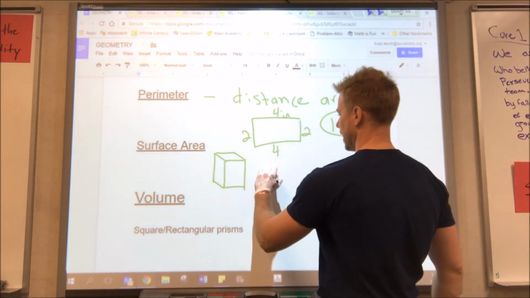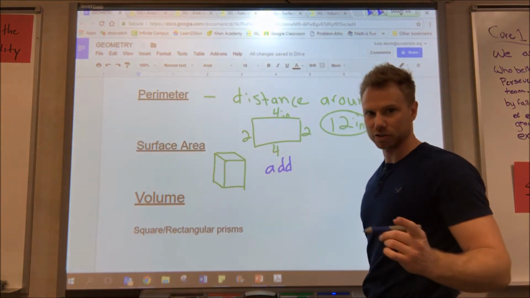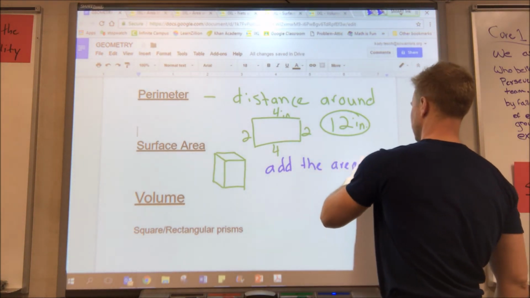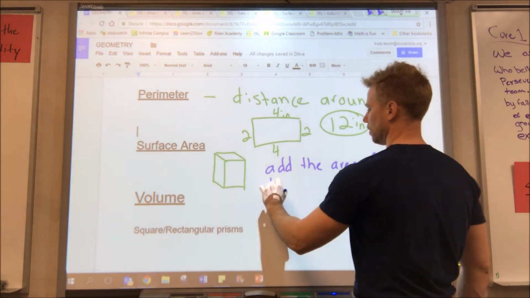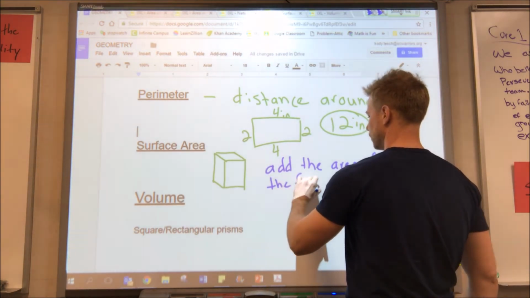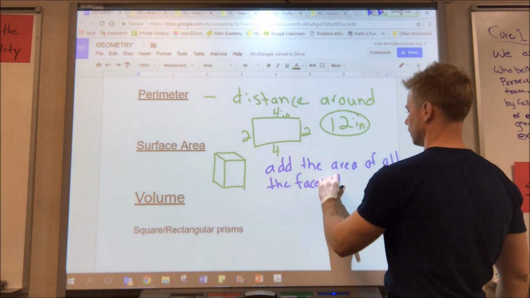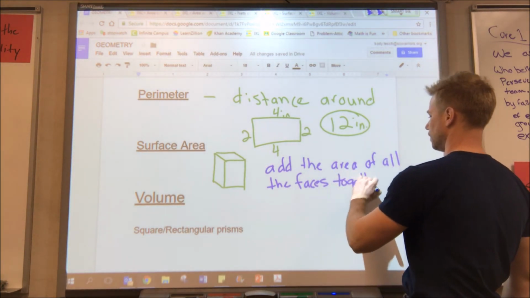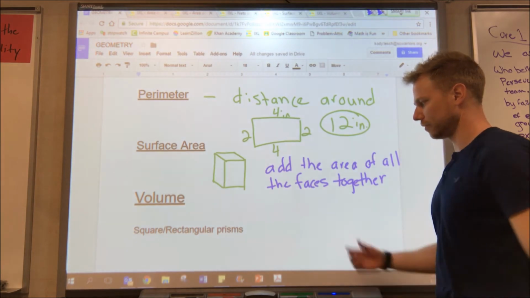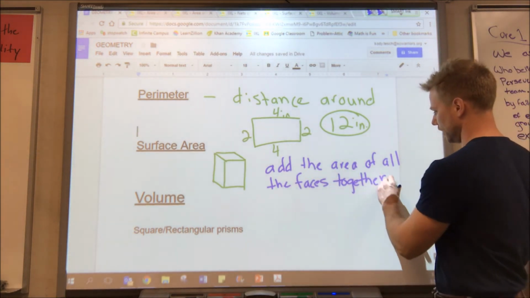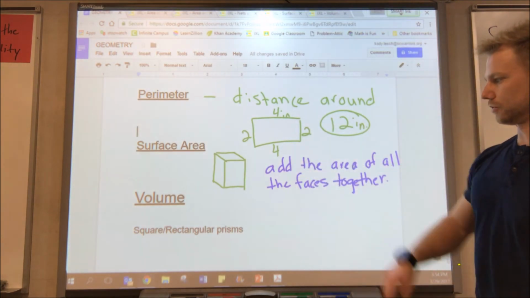So I'm going to write, and write this in your notes: add the area of all the faces. That's the mathematical term, the faces, which is just a different way of saying the sides. So add the area of all the sides together, it's going to give you your surface area.